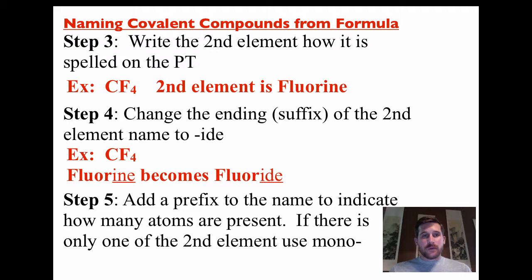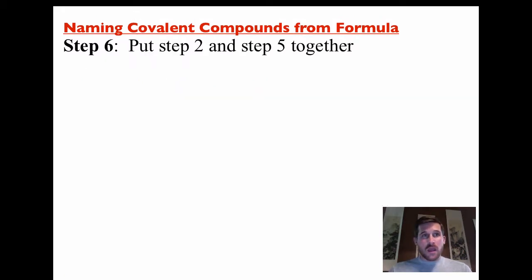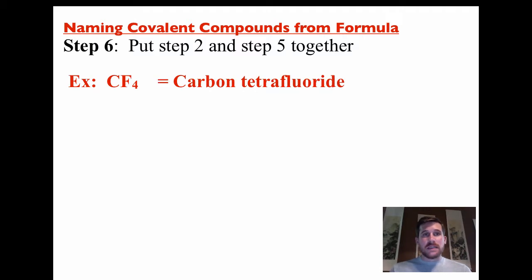Step 5, we're going to add a prefix, so that's before the word fluoride to indicate how many fluorine elements are present in the compound. Again, if you look at the formula, CF4, there are 4, so we need a word to represent 4, and that's what the tetra does here in the name. So we get tetrafluoride. Step 6, we're going to put together step 2 and 5. So what was the name of the first element, and what's the new name of the second element? So CF4 becomes carbon tetrafluoride.